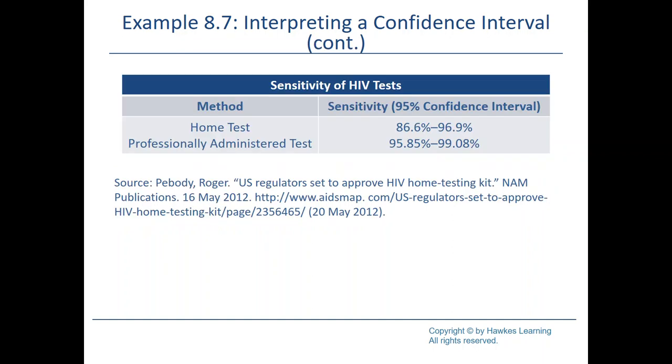Now we have a table that shows a 95% confidence interval for both of the sensitivities of the test. So for the home test, we are 95% confident that the sensitivity for a home test is between 86.6% and 96.9%. We are 95% confident that for a professionally administered test, the sensitivity rating is between 95.85% and 99.08%. And guys, these are actually true sources from a publication back out of the 16th of May, 2012, okay?